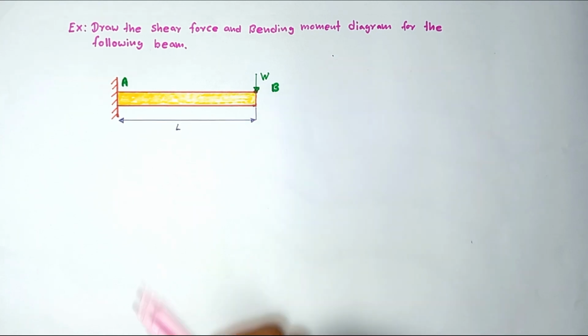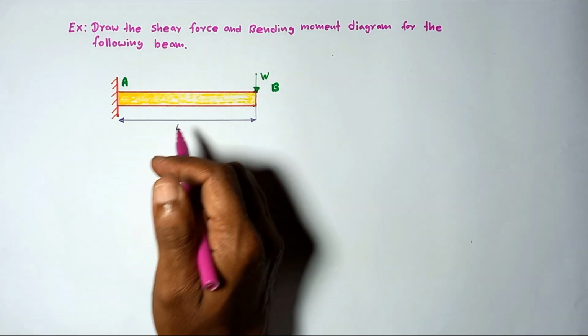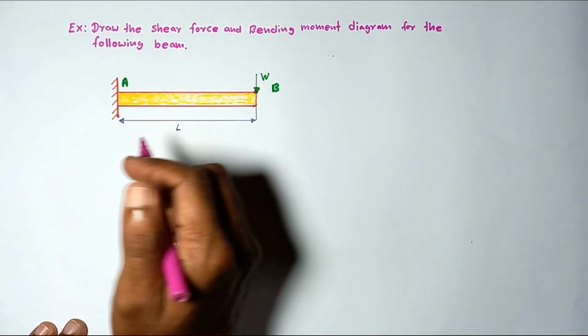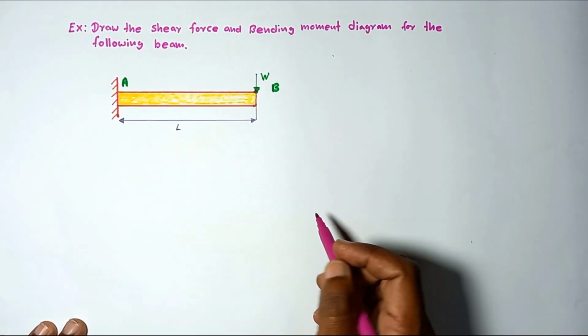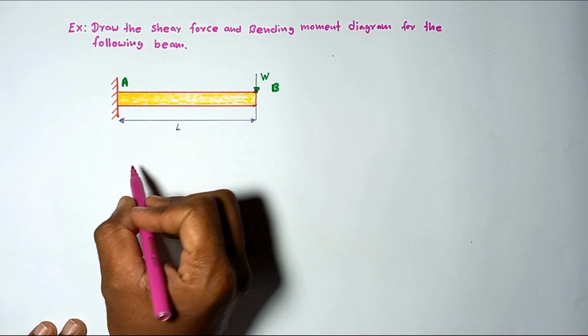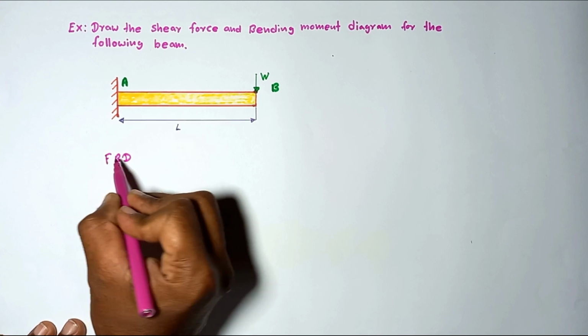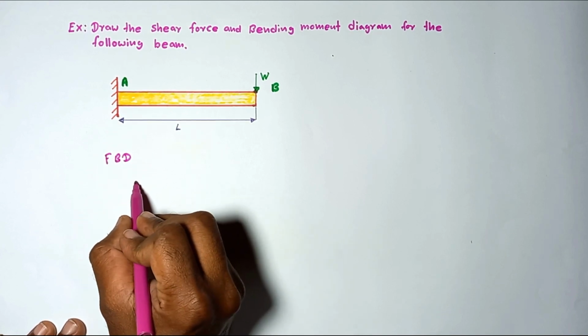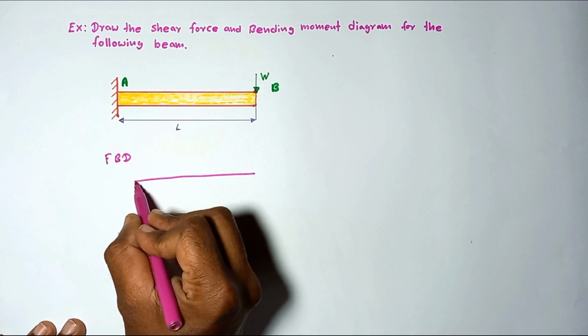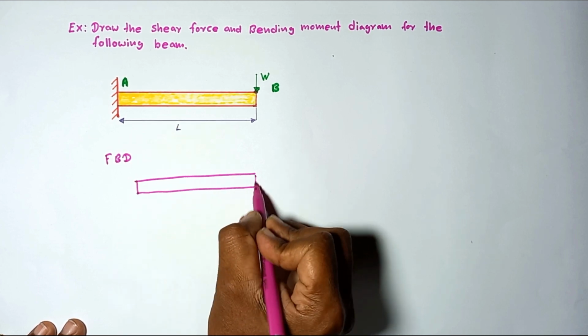So first of all, when drawing the shear force and bending moment diagram for this kind of beam, the first step is finding the unknown reactions. To find the unknown reactions, first of all we have to draw the free body diagram for the entire beam. Considering the entire beam, see the free body diagram.